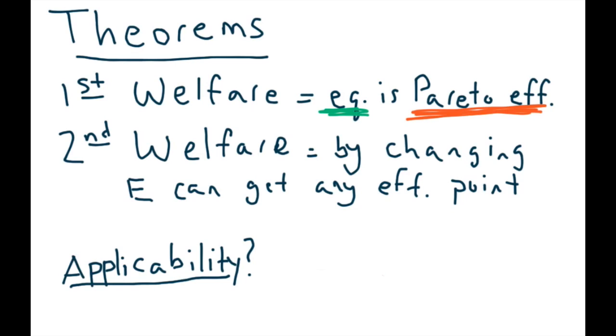The second theorem is that you might not like what the market produces. The market might produce an efficient point where Ann gets almost everything and Bob gets crumbs off the table.